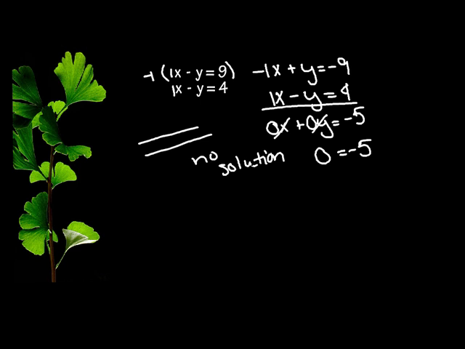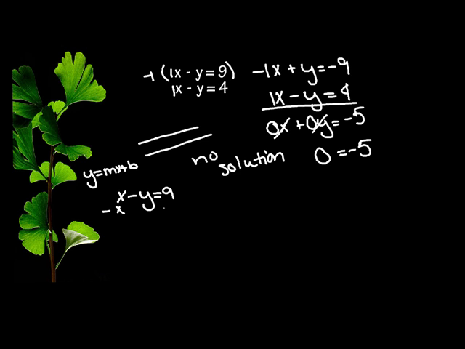Now let's go a little farther. How do I know they're parallel lines, even though I just tried to solve and figure out their intersect point? Well, let's look at the first one. X minus y equals 9. Let's get it into y equals mx plus b form.